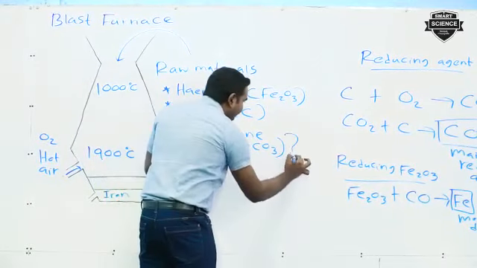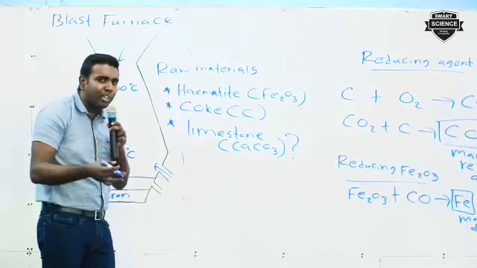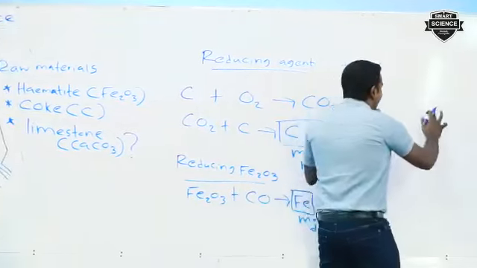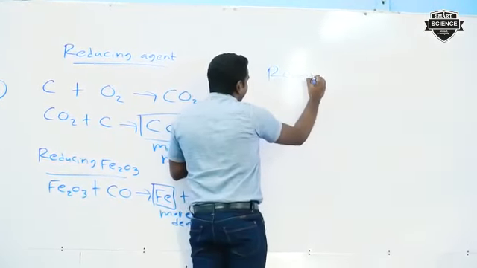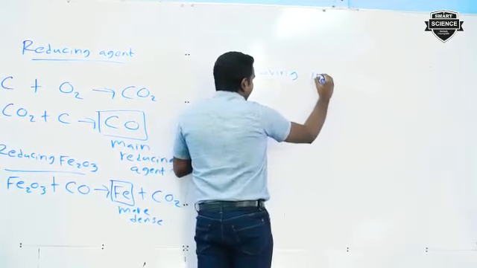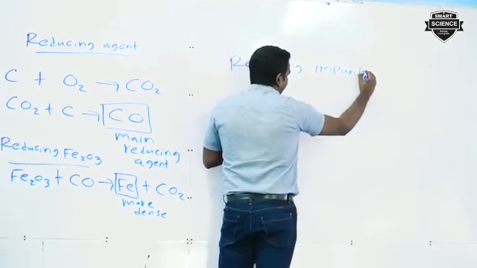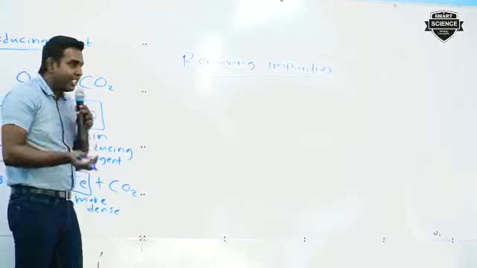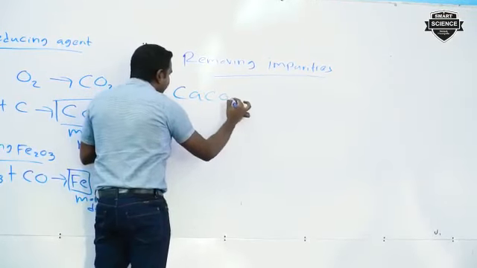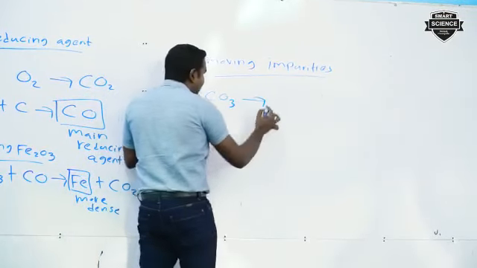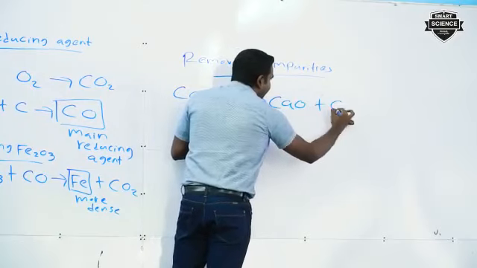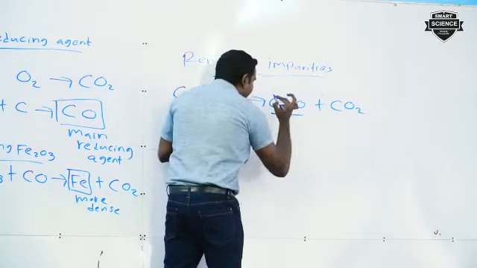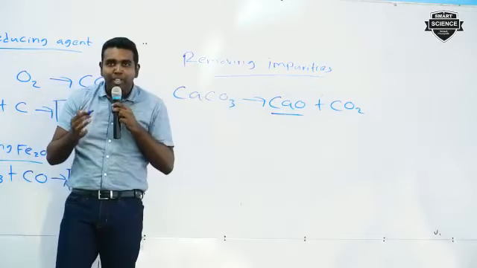Then what is the use of this limestone? This limestone is used to remove impurities. So our next step is removing impurities. The limestone, or calcium carbonate, that you add from the top of the furnace decomposes into calcium oxide and carbon dioxide. This calcium oxide is used to remove impurities.